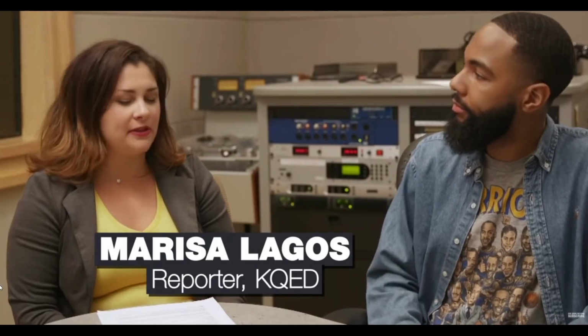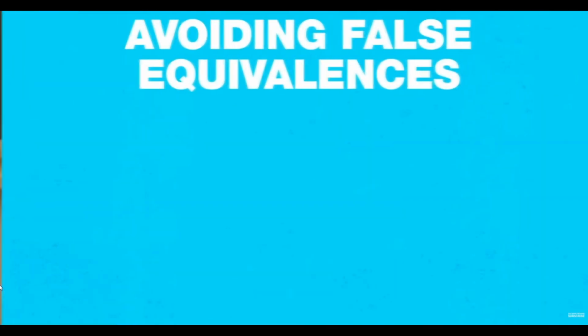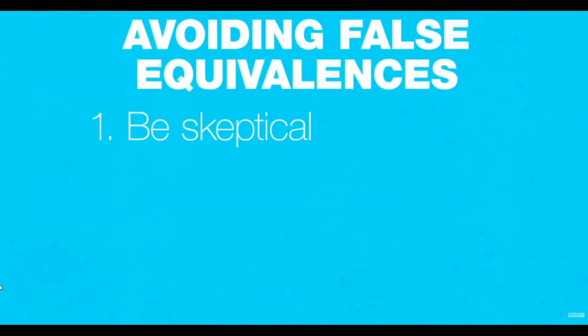We thought it would be a good idea to talk to a real journalist about how they deal with false equivalence. Meet Marisa Lagos. She covers politics for KQED, so she has to think about this stuff all the time. So could you give us some tips on how to avoid false equivalence? Absolutely. My number one tip is to think like a journalist, and that means to be skeptical. Do your own fact checking. Don't just accept something somebody's saying just because they're on TV or they're in a certain newspaper.